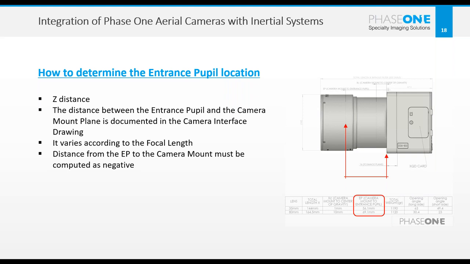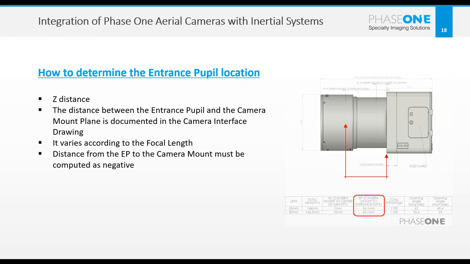The mount plane, or the camera mount, is the plane where the camera will be attached. All the cameras, in different dimensions, have 4 mounting threaded holes. You can see in this case that for this camera, that might be the IXM 100 with an 80 millimeter lens, the distance from the entrance pupil to the camera mount will be 69.1 millimeters. Okay.